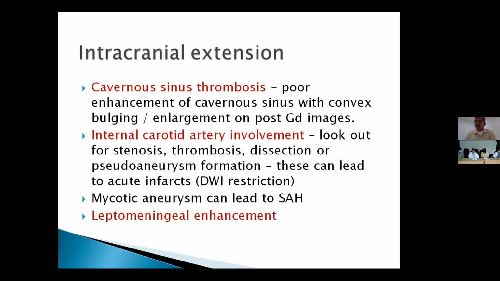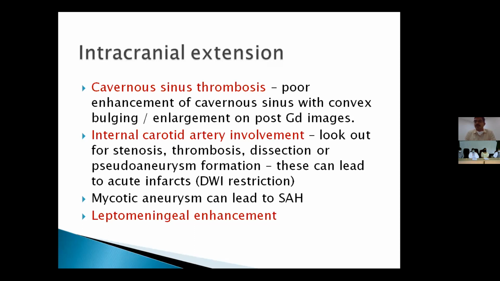Also, internal carotid artery involvement can occur. Here, look out for stenosis. Stenosis is always compared with the opposite side. Look for the asymmetry, compare it with the normal side, and also look for the adjacent mucosal thickening. So stenosis can occur, thrombosis can result, dissection can occur, or pseudoaneurysm formation. All can happen when there is internal carotid artery involvement. So look for stenosis, thrombosis, dissection, and pseudoaneurysm formation.